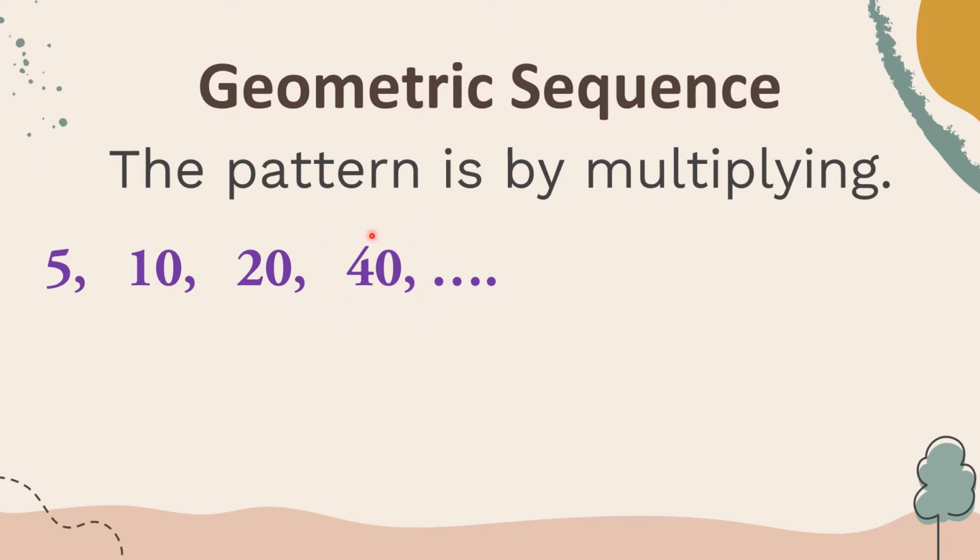What could be the next three terms after 40? So 40 times 2, that is 80. 80 times 2, that is 160. 160 times 2, that is 320.